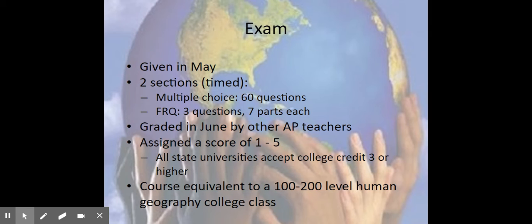A 3 is accepted as college credit by all in-state universities, meaning all Illinois in-state universities, your NIU, your Eastern Illinois, U of I. A 4 is accepted by the vast majority of U.S. universities, and a 5 is accepted everywhere by universities. So you want to shoot for at least a 3. A 3 will get you in-state credit, and the course itself, if you're wondering, is equivalent. The content and topics are equivalent to a 100 to 200 level human geography college course. So something you would take as a freshman or maybe a sophomore at a university. Okay?